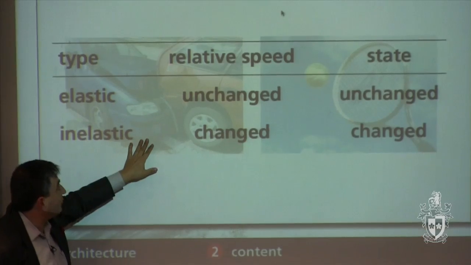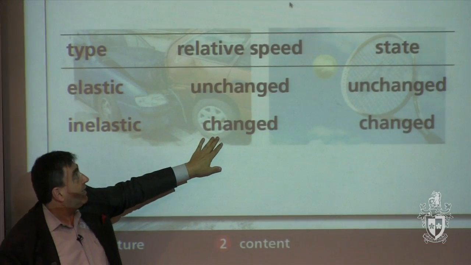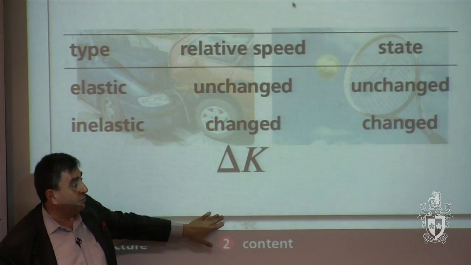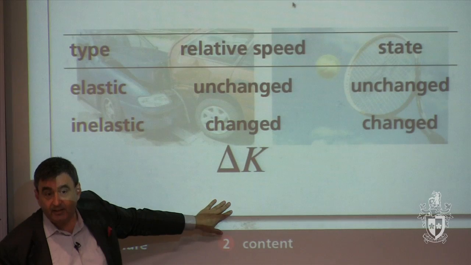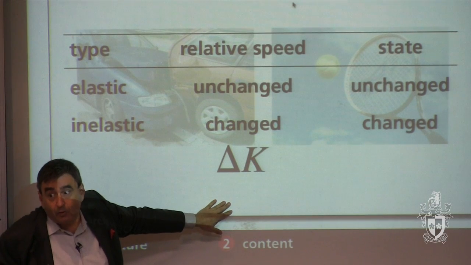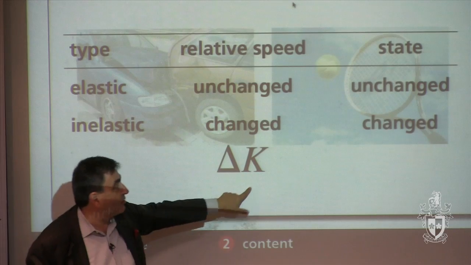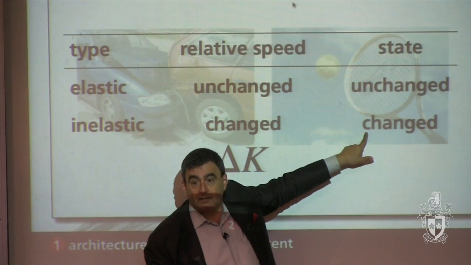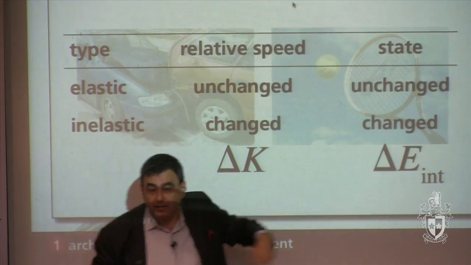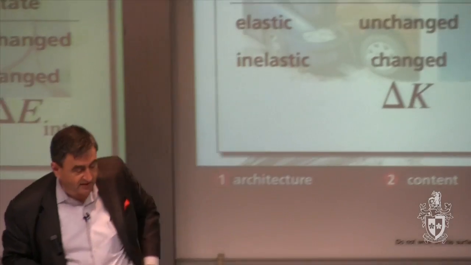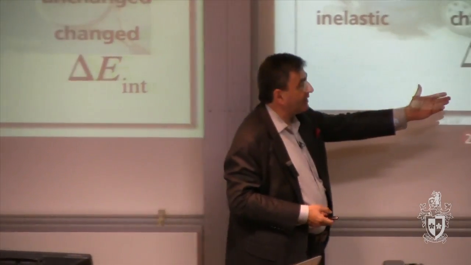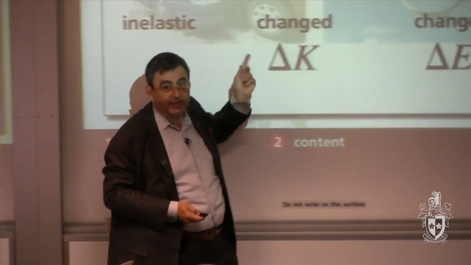In an inelastic collision, the relative speed has changed, and therefore we know that the kinetic energy has decreased. Something's gone away. Where has it gone? It has gone into changing the state of the object. So I basically introduced there the internal energy as a state function. Of course, in the beginning, we can't calculate this except indirectly through conservation of energy.